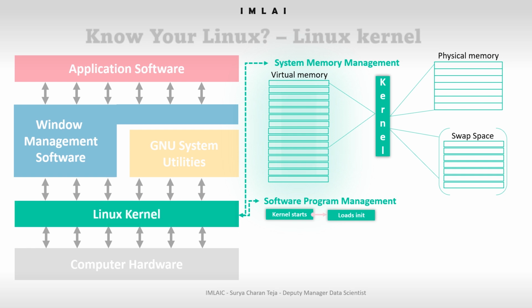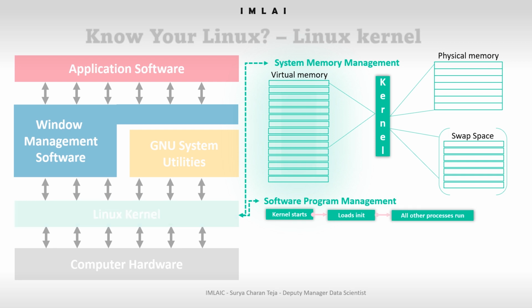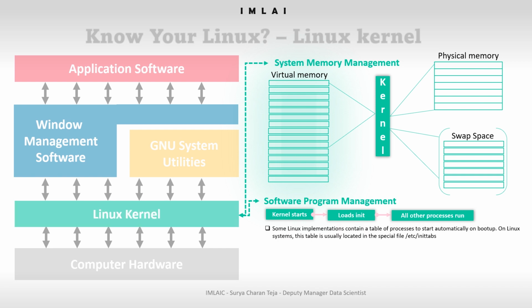As the kernel starts each additional process, it gives it a unique area in virtual memory to store the data and the code that the process uses. Now, some Linux implementations contain a table of processes to start automatically on boot up. On Linux systems, this table is usually located in a special file called /etc/inittab.